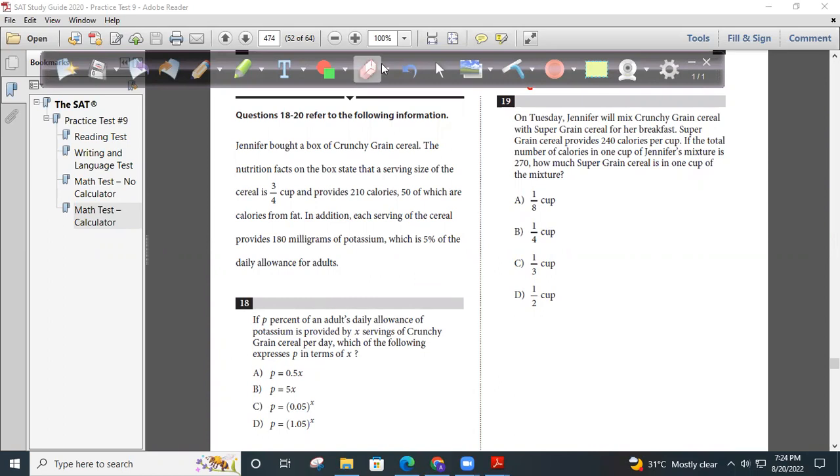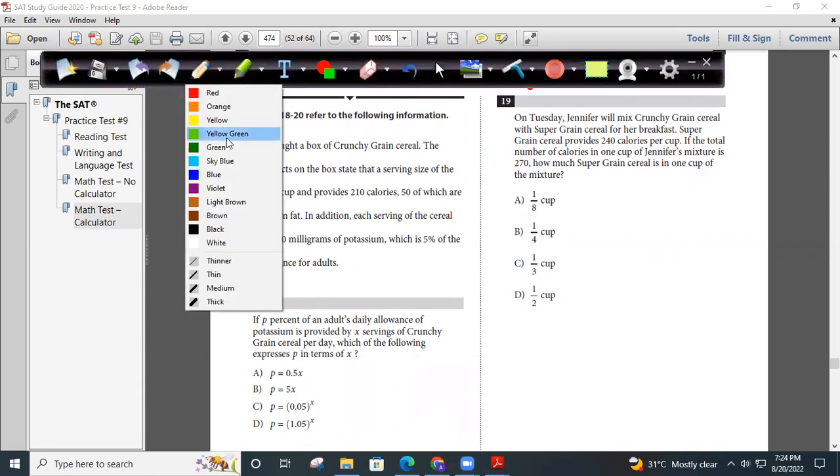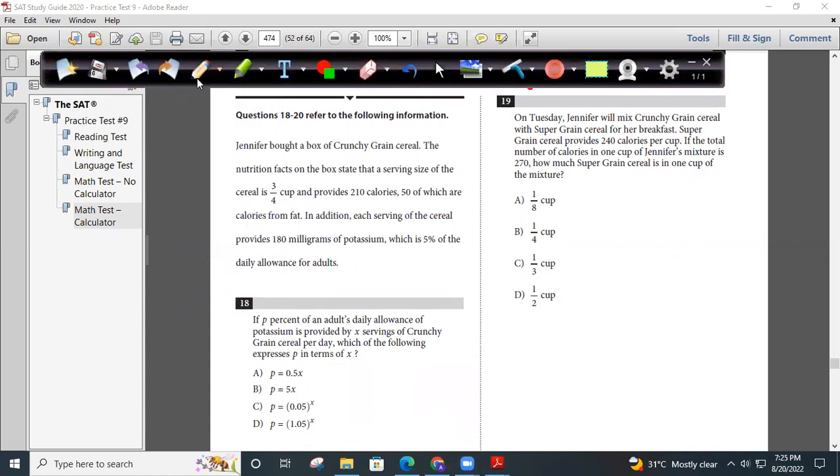Okay, so people are giving you some answers. Different people are saying different answers. But read the question. Don't give either C or D as an answer. So if I need to solve this question, this is how I generally try to solve it. If P% of an adult's daily allowance of potassium is provided by X servings of crunchy grain cereal per day, which expression gives P in terms of X?